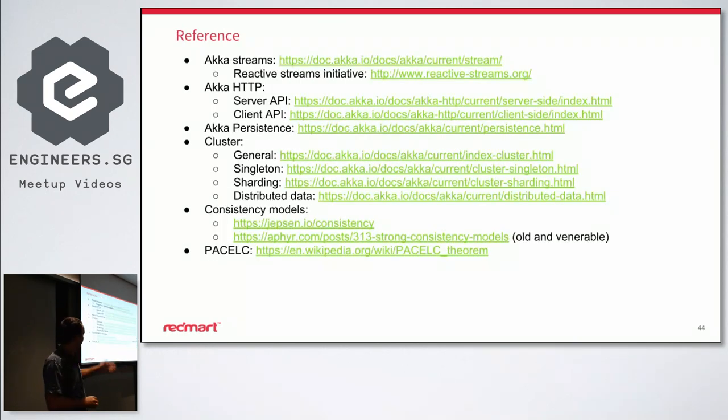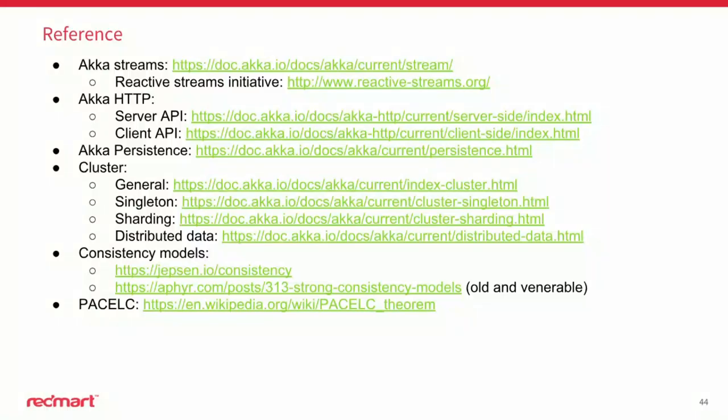Okay, so a few references, mostly Akka docs. I really like the one on consistency models. This is really great. These guys are doing investigation into how consistent your consistent stores are. They have a claim that Mongo is really not consistent at all, that you should not ever use it. It just loses writes, reads, and so on. Yeah, I think that's it.